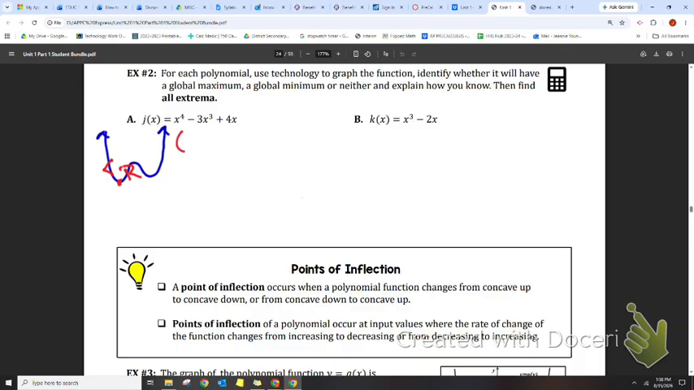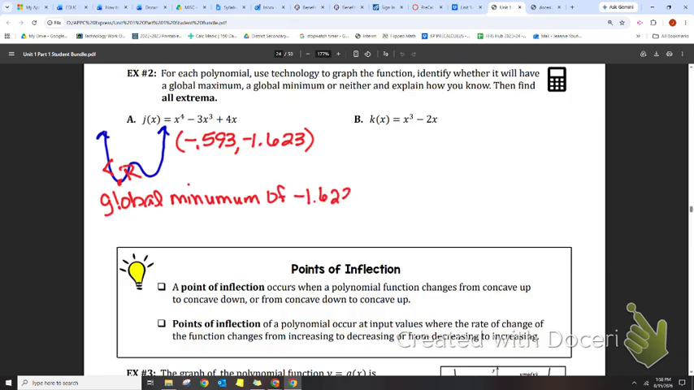All right. Rounded or truncated to 3 decimal places, I find its ordered pair is -0.593. And its y value is -1.623. All right, so find all extrema. So this one has a global, or I could have put absolute, but they said global, so I'm going with global minimum of the y value, negative 1.623, at x equals the x value, negative 0.593.